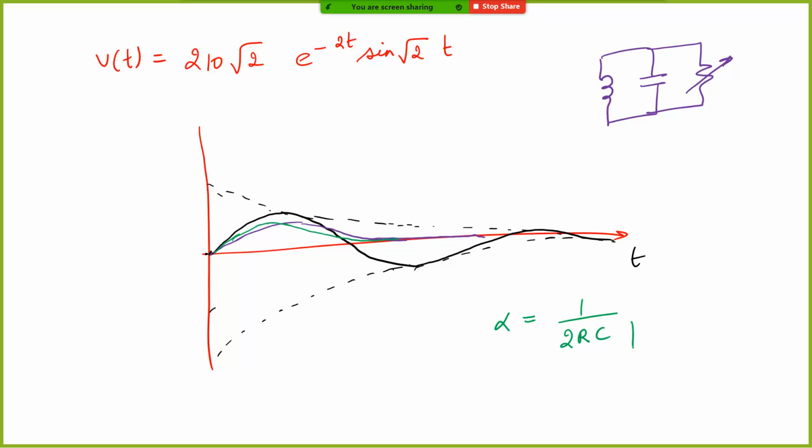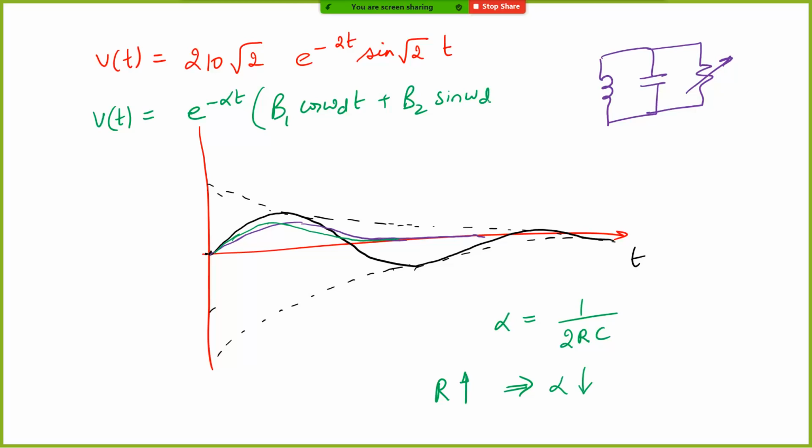Okay. Now, as you keep increasing the value of R, what happens to alpha? It will decrease. Now, if alpha decreases, V of t, the generic form, can be written as e to the power of minus alpha t into some b1 cos omega d t plus b2 sin omega d t. So basically you have a sum of two sinusoids with the same frequency, both out of phase by 90 degrees, and then the envelope depends on e to the power of minus alpha t.